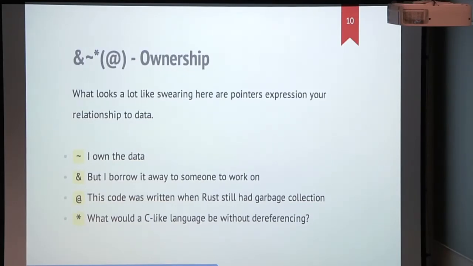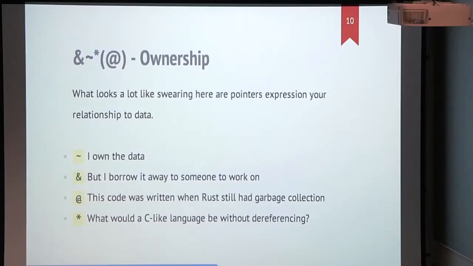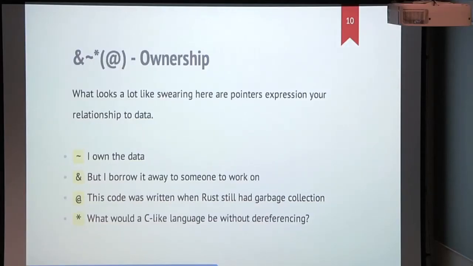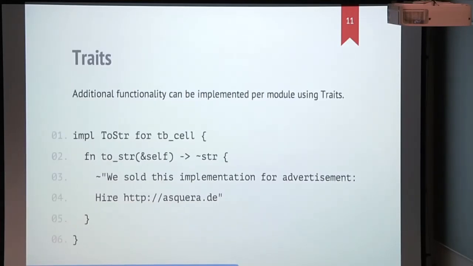The ampersand is called borrowing, so you can give this data away for someone else to edit. The at sign is a code word for this was written when Rust still had garbage collection. Those were garbage collected pointers, so if you ever see Rust code that uses them, don't. And the star is the C dereferencing operator.